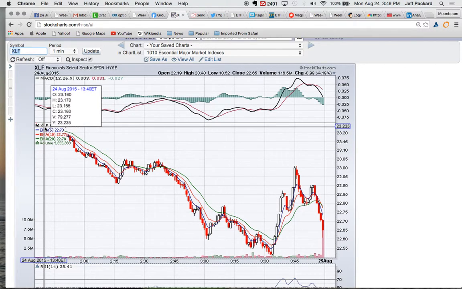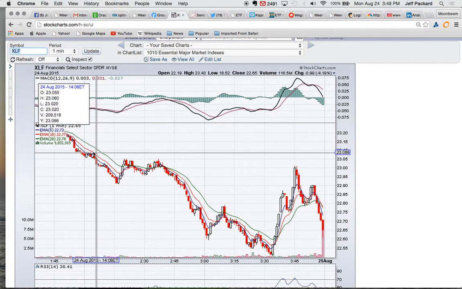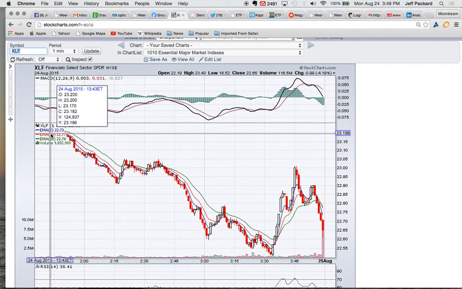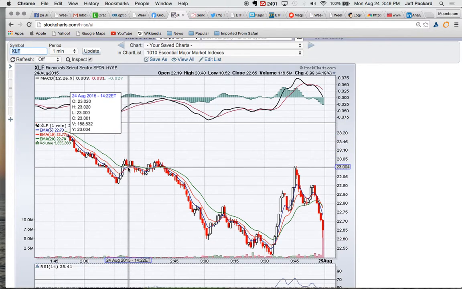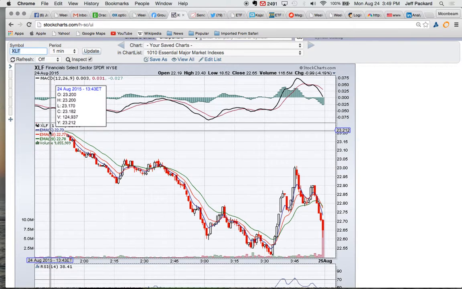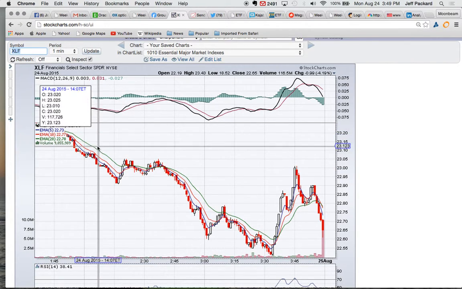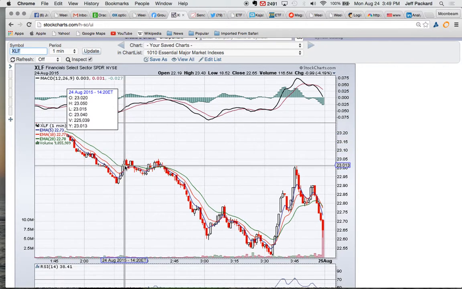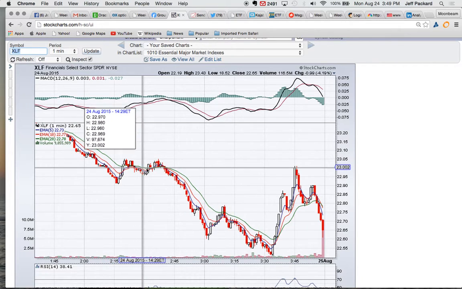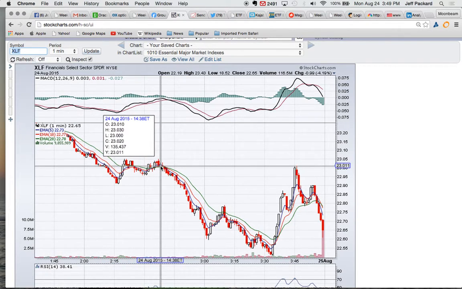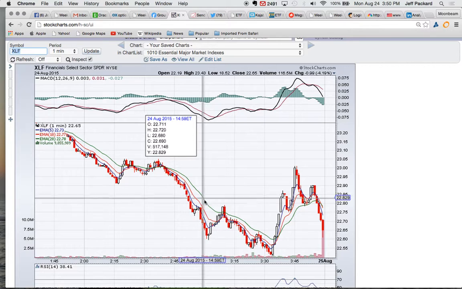So the 3 lines crossed, indicating a move from 23-ish to 23.20 to 23. Now you're saying 20 cents. It's not a lot. No, it's not. But that's why I kind of started holding it. And then it trended, and then they crossed again.